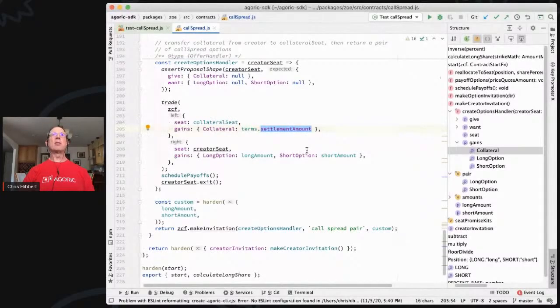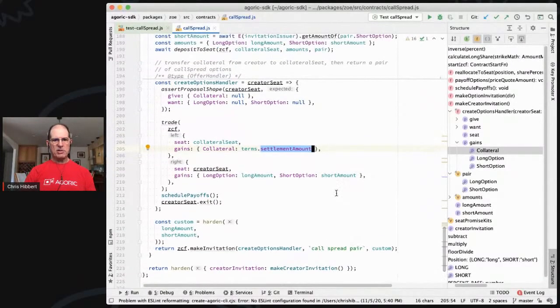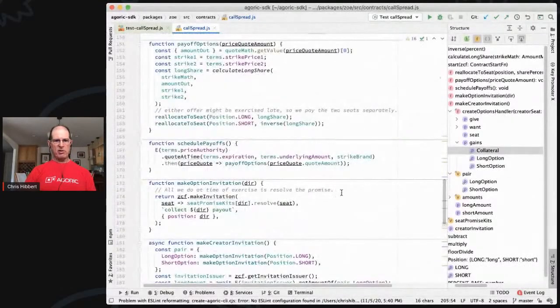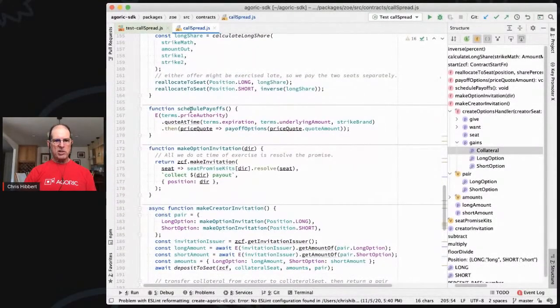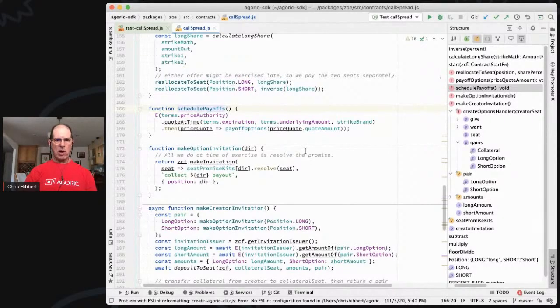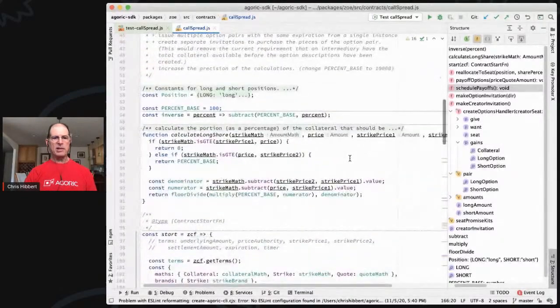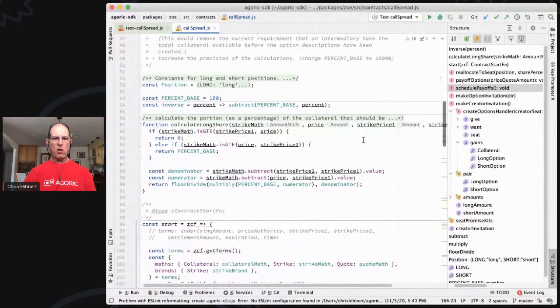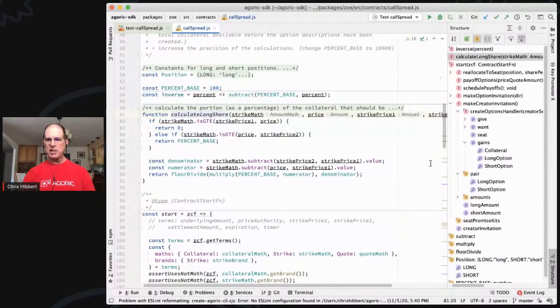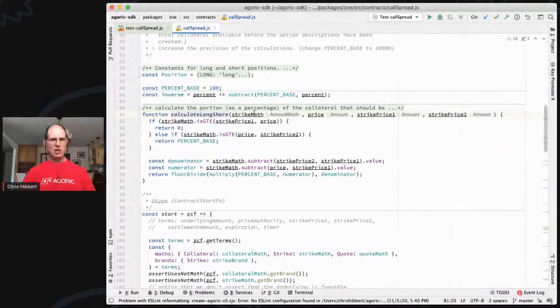Another piece of the standard part that every contract has to do, as I said, is about calculating payoffs. This payoff calculation doesn't happen until later. So we do some scheduling. I'll talk about the scheduling later, but what I want to point to right now is that at the time that we get the result back from the payment authority, we'll call this function calculate long share. We'll pass in, I'm going to get rid of this window so that you can see all of this, the strike math that allows us to do the calculations.